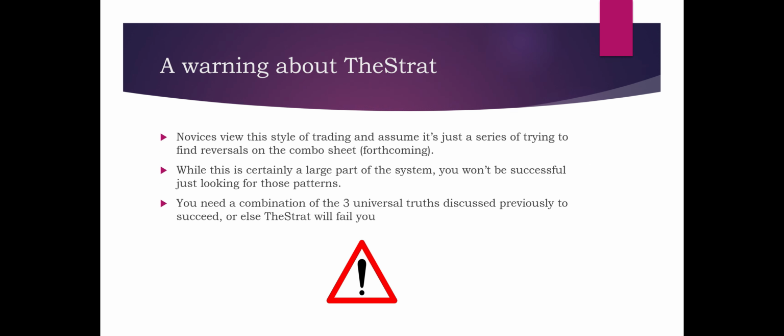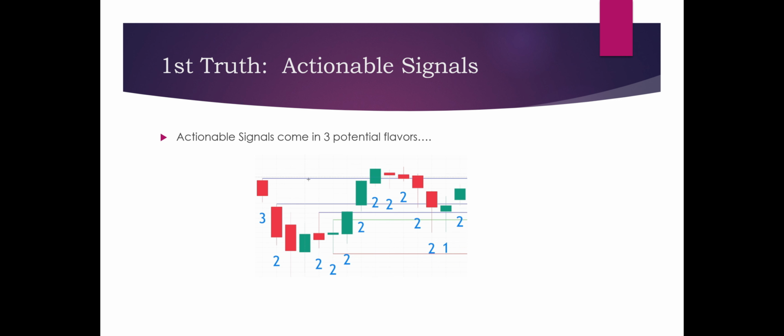A quick set of warnings here about this system. As you've heard me talk about it, I'm sure the gears are turning and you're starting to think that this entire system is based upon the premise of identifying reversals, based on something called the combo sheet. You're going to see this in a couple of slides. You haven't seen it yet, but you're going to assume that you're just trying to find reversals, and that's a huge part of the system. But you're not going to be successful if those are the only things you're looking for. You really need a confluence of those three universal truths in order to succeed. Otherwise, the strat is probably going to fail you.